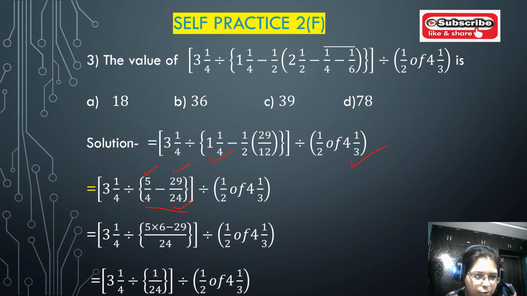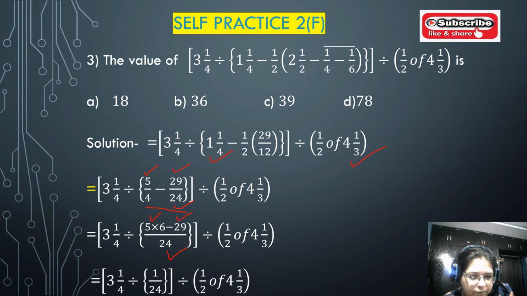Take the LCM of 4 and 24, and the LCM of 4 and 24 is 24. Now divide this LCM 24 with the denominator of the first fraction, 5/4. 24 divided by 4 is 6. Multiply 6 with numerator 5. Now divide this LCM 24 with the denominator 24 of the second fraction, 29/24. 24 divided by 24 is 1. Multiply 1 with the numerator 29. 29 multiplied with 1 is 29.